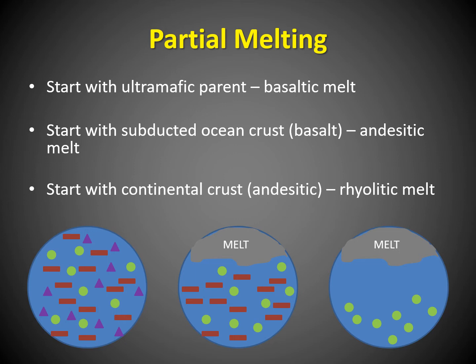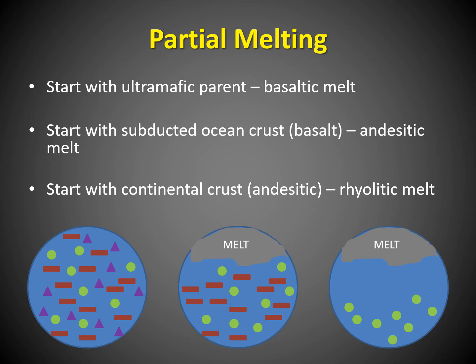Go to subduction zones where you're subducting ocean crust. That stuff melts, gives you andesites that come out of very explosive volcanoes. And then if you have a place like Yellowstone, truly continental, you start with continental rock material like andesite and some other rocks as well. You melt that, you end up with a really silica-rich rhyolite.